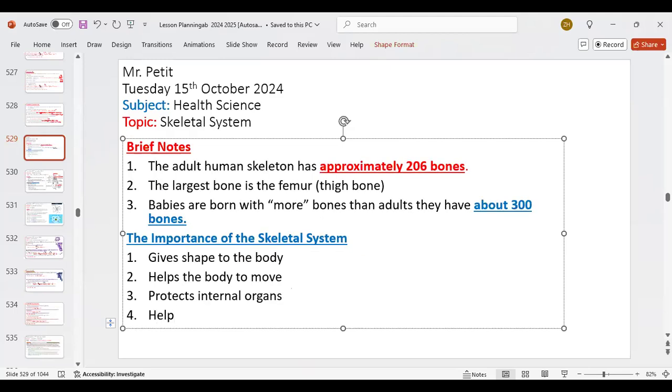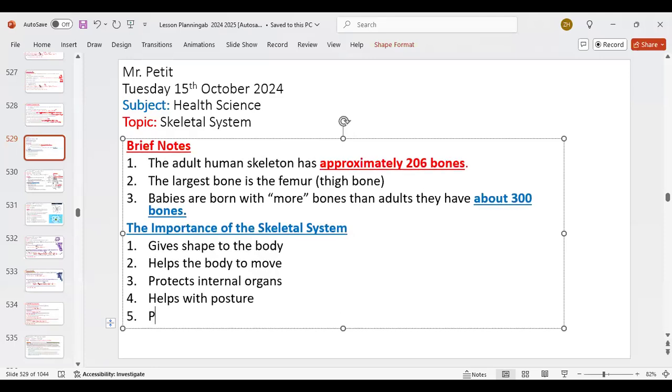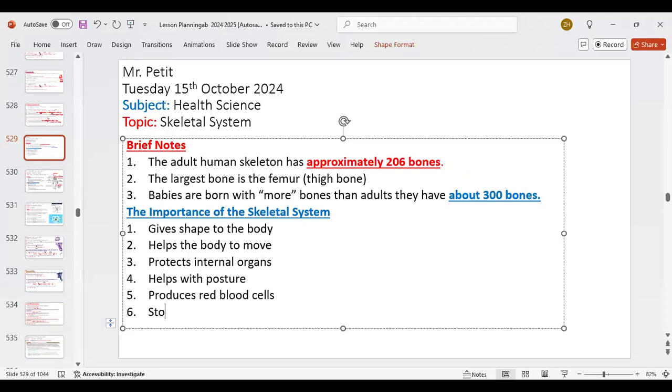What else does it do? It helps with posture. Anyone know what posture means? The way you stand, maybe sitting down or standing up. It also helps with movement. It produces or manufactures red blood cells, the bone marrow in particular. And it stores minerals like calcium and phosphorus.